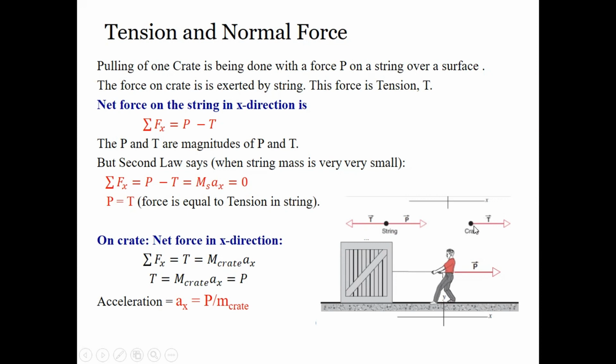Then we go further to the crate. Now, if we look at the crate, the force on the crate is only tension. The sum of all the forces is equal to the tension, and it is equal to the mass of the crate times the acceleration. This is equal to tension. But from the previous equation, we know very well that the tension is equal to the applied force. Therefore, this acceleration basically is equal to the applied force divided by the mass of the crate. And that's how we reach the conclusion. So a systematic problem solving in mechanics can be done like this.